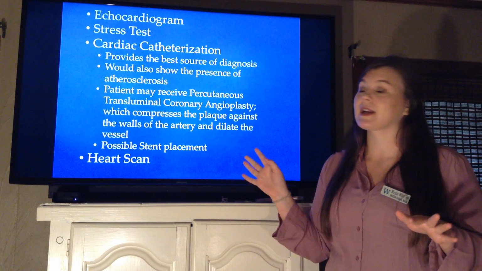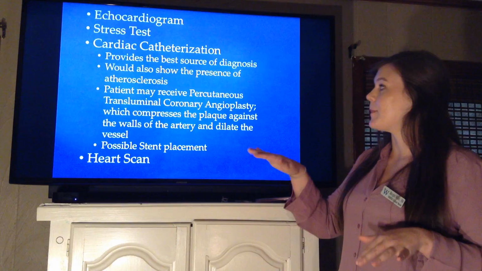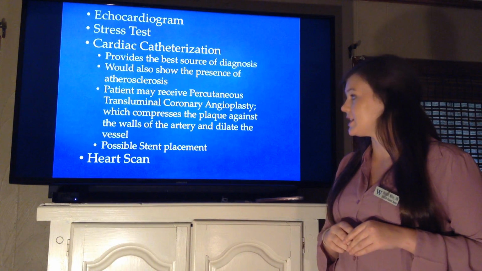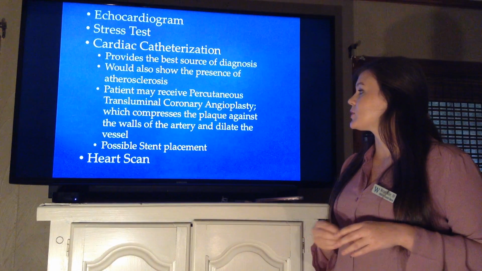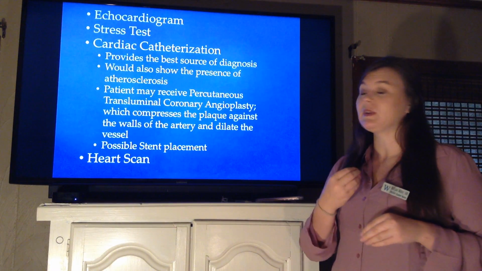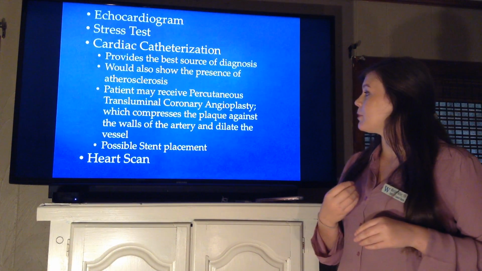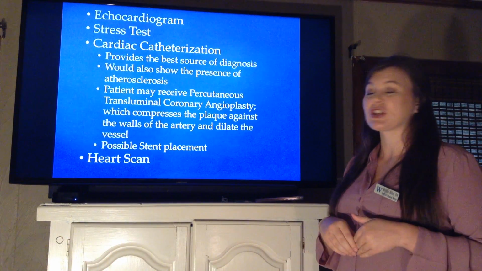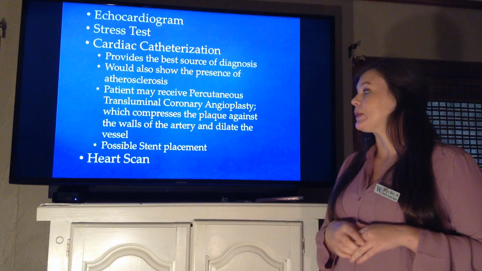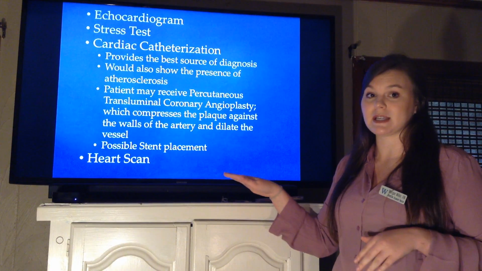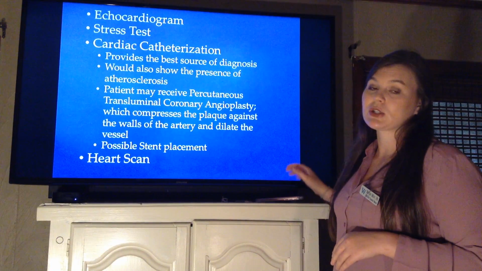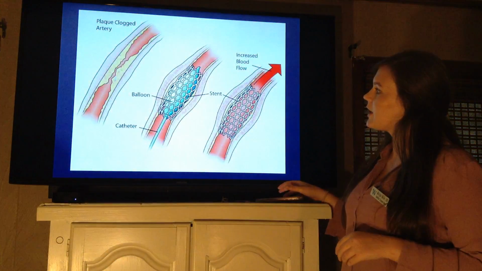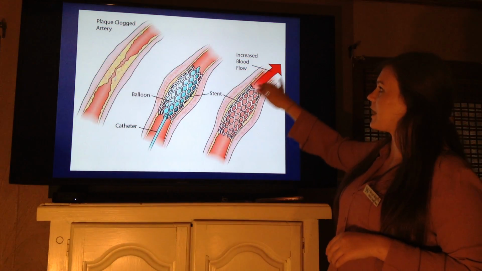And with the cardiac cath, the patient may receive a percutaneous transluminal coronary angioplasty. It is a little balloon which will compress the plaque against the walls of the artery to dilate the vessel, so your blood will be able to flow. They might also get a stent placed, and you can also diagnose with a heart scan, like a CT or something like that. Now this is just showing how they stent.